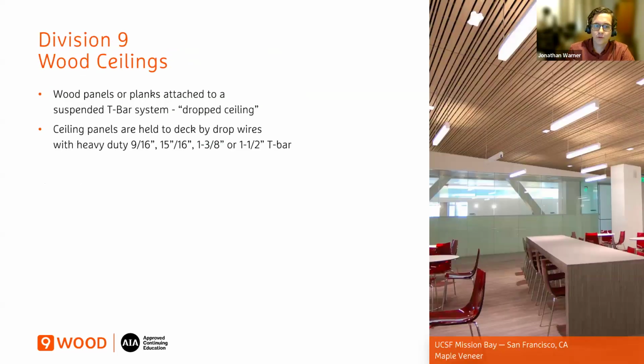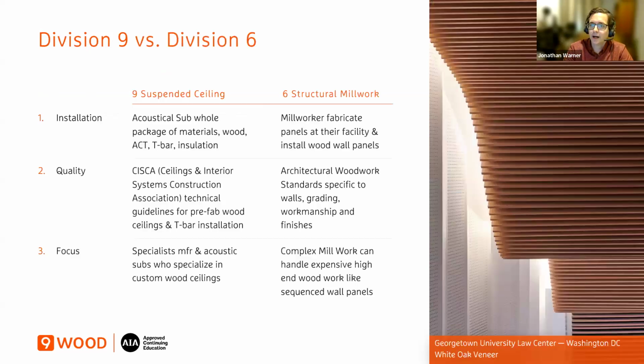And first off, we're focused on Division 9 wood ceilings. So wood panels or planks that are attached to suspended T-bar, a drop ceiling. Almost all manufacturers design their systems or engineer them to attach to a 15/16 heavy-duty grid, but it can vary depending on the style, but it's very universal in almost every space.